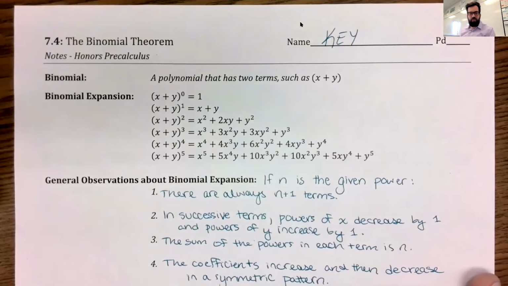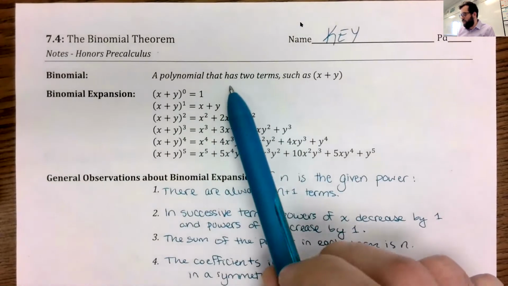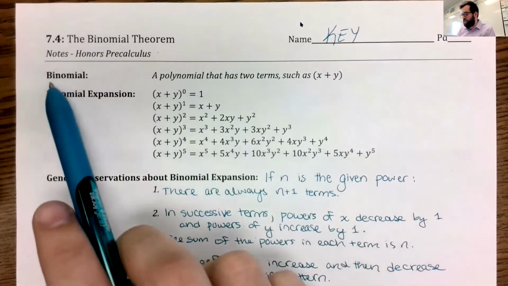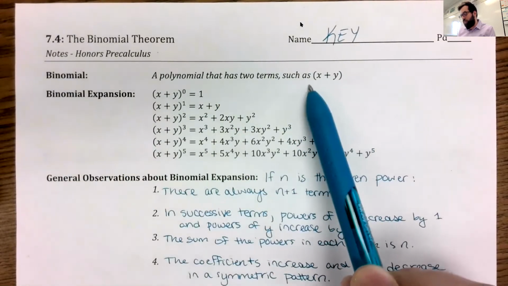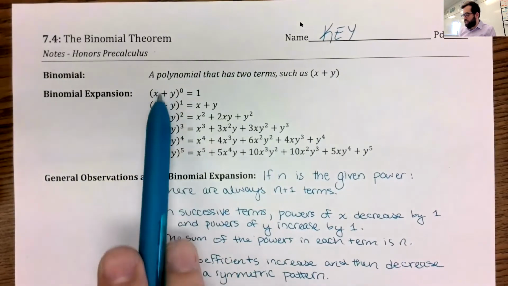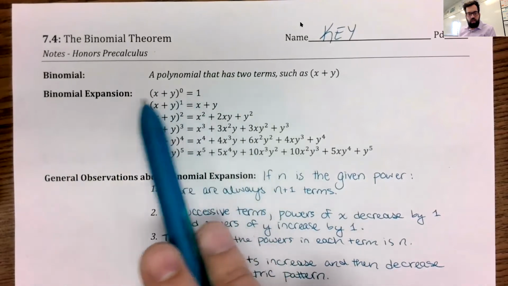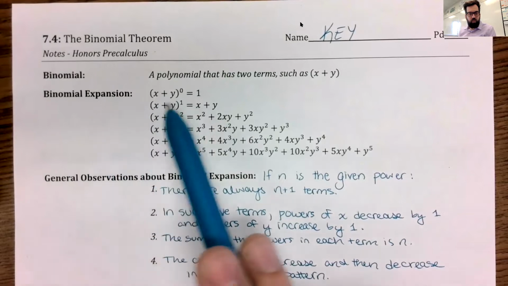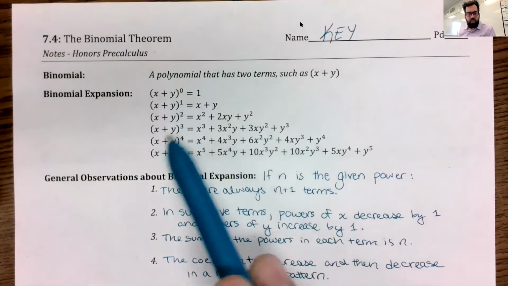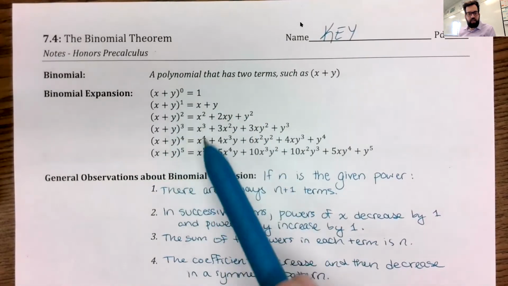All right, so here we go, lesson 7.4, the binomial theorem. First off, we need to know that a binomial is a polynomial that has two terms, such as x plus y, right? Bi is a prefix meaning two, so it makes sense that it would be two terms. This is the first, I guess, 6 binomial expansions, starting with an exponent of 0. And so when we say binomial expansion, what we mean is that we have a binomial, it's raised to a power, and then we actually expand it by multiplying. So we're going to be looking for patterns in these expansions.